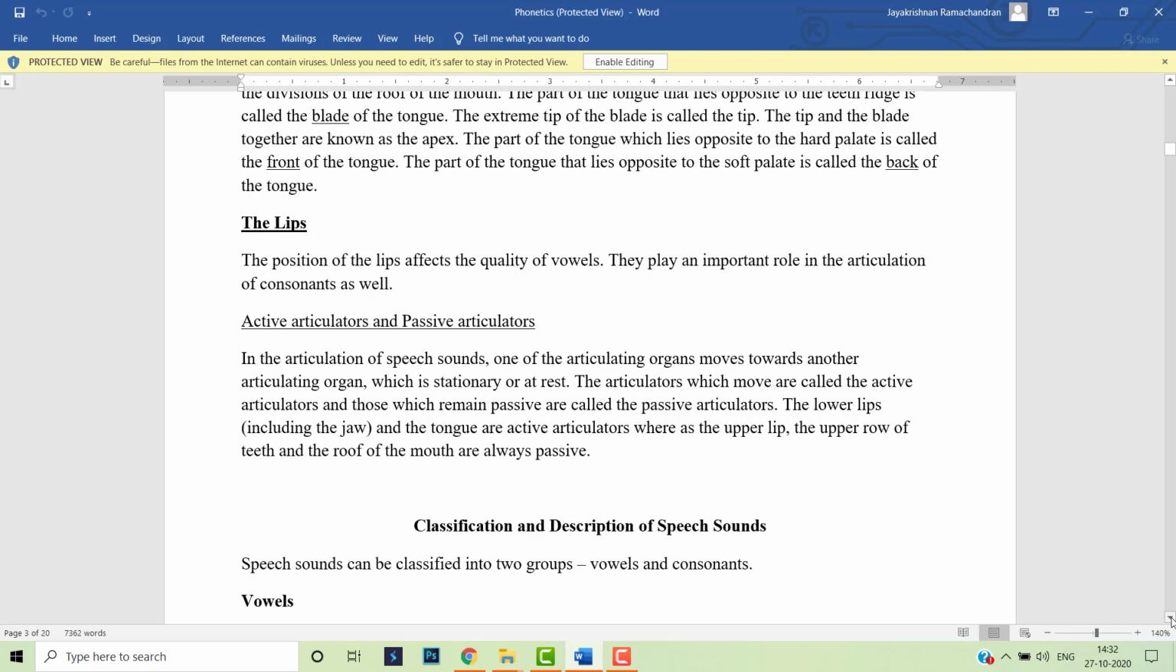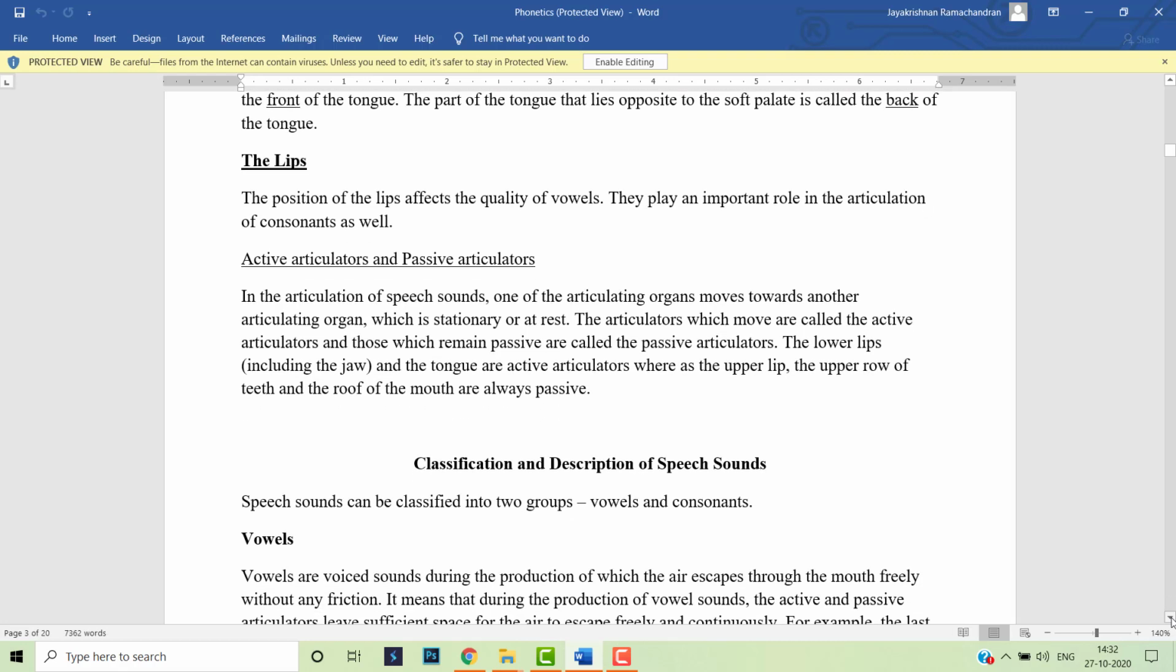They are called active articulators, and there will be articulators that remain stationary, and they are called passive articulators. So we have studied that the lower lip, including the jaw and the lower row of your teeth, and the tongue are active articulators, whereas your upper lip, the upper row of teeth, and the roof of the mouth are always passive. So that much for revising what we learned in the last class.